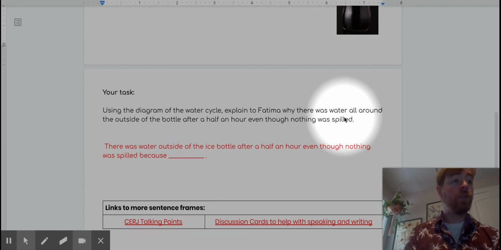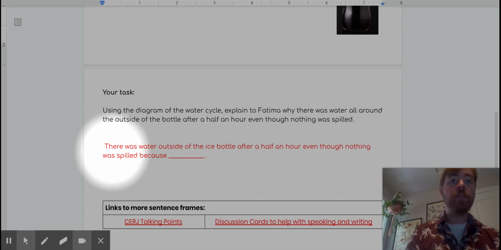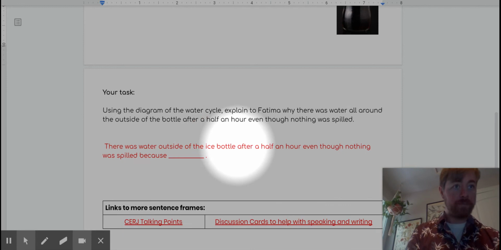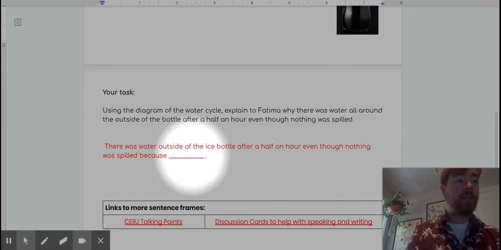Be sure that you use vocabulary that we learned about with the water cycle, things like evaporation, condensation, precipitation, any of those that might apply. Here's a sentence starter for you if you need it. There was water outside of the ice bottle after half an hour, even though nothing was spilled because, and here's where you put your answer. You can use that if you want, don't have to.